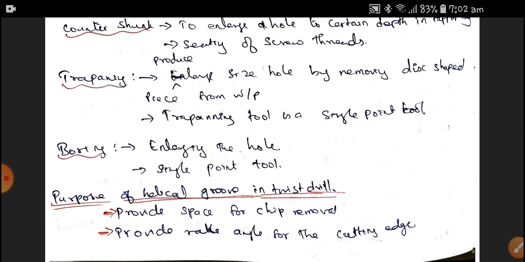And the purpose of the helical groove in the twist drill is, first, to provide a space for chip removal, and we have to provide a rake angle for the cutting edge. So these are the two purposes of the helical grooves in the drill. Like that, if we want to supply coolant till the lip point, we can use these helical grooves. In the helical grooves the chips are also removed. Like that, we have different purposes for the helical grooves.